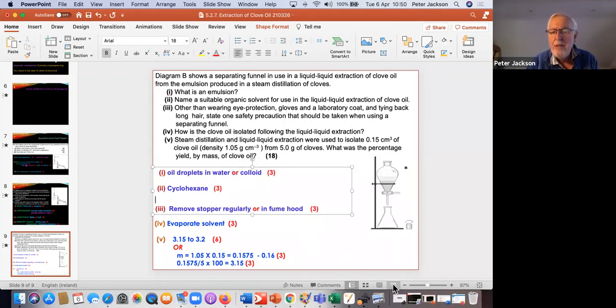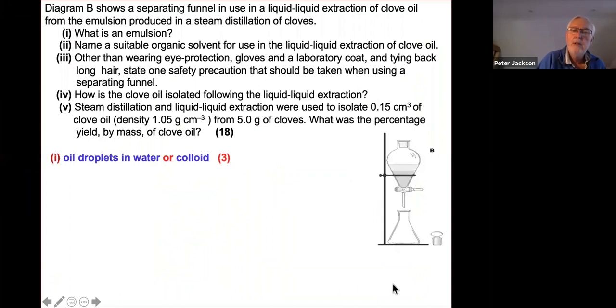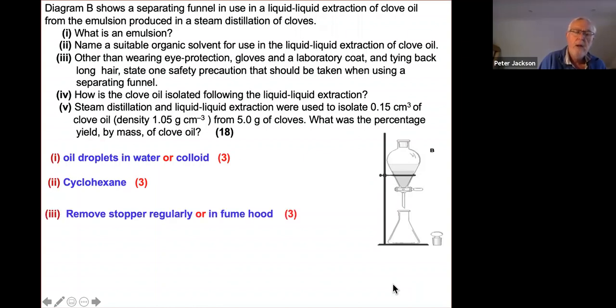Name a suitable organic solvent for use in the liquid extraction of clove oil. Well, cyclohexane is the one to give for that. There are others, but cyclohexane. Other than wearing eye protection, gloves and a laboratory coat and tying back long hair, state one safety precaution that should be taken when using a separating funnel. Remove the stopper regularly, or in a fume hood. Now, remove the stopper regularly, venting would cover that. How is the clove oil isolated following the liquid extraction? You evaporate the solvent, right?